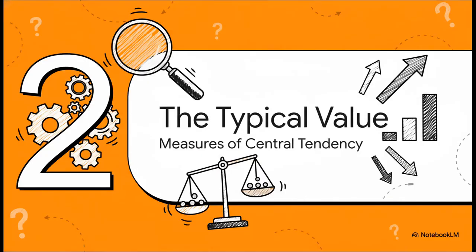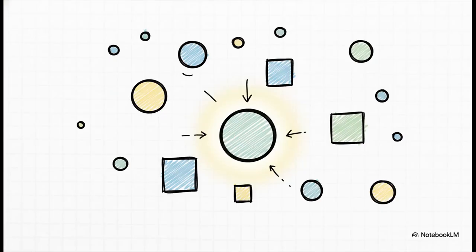All right, so what's the first tool we pull out of our kit? We're going to start by looking for the typical value in our data. And for that, we use something called measures of central tendency. In any good story, you need a main character, right? In data analysis, that main character is what we call the typical or the central value. It's the one number that best represents the heart of our dataset. It's kind of like our first person of interest in the case.